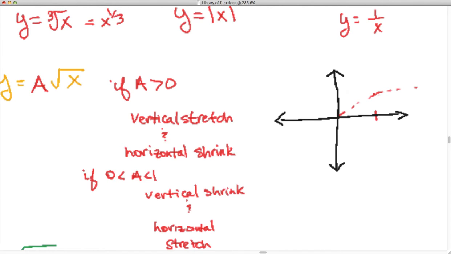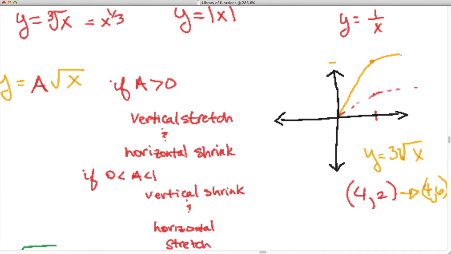Let's say we look at the function y equals 3 root x. Well, that point that was (4, 2) now, and that's not a cube root, that's 3 times the square root of x, is going to transform into what? Well, the x value would stay the same, but the y value now is 6. So instead of being this 2, we'd be up here at 6. So you can see how vertically we've stretched it.